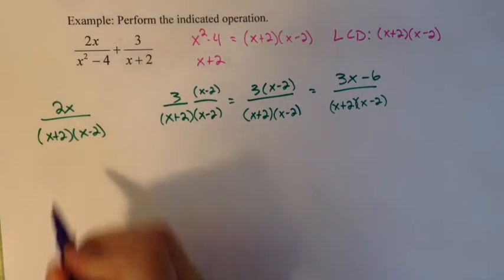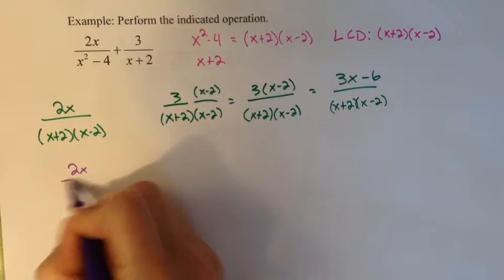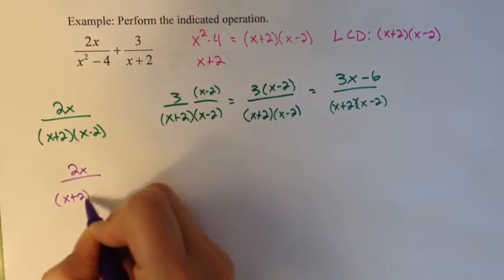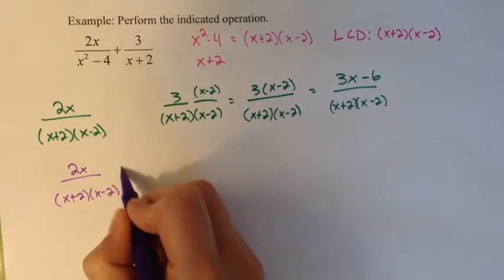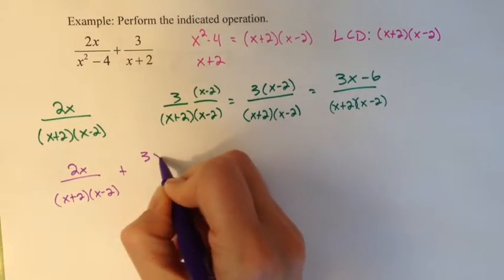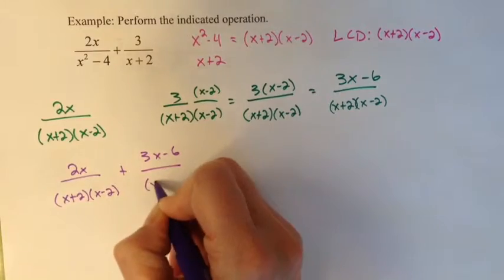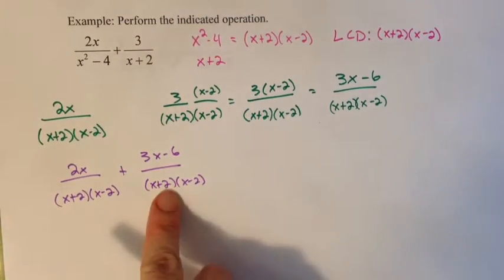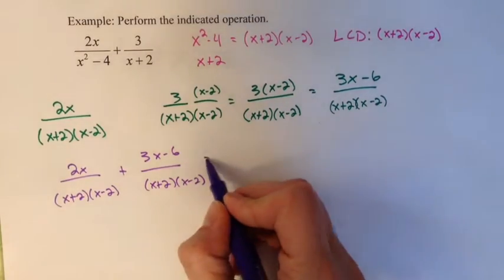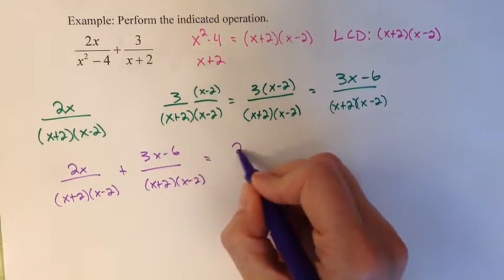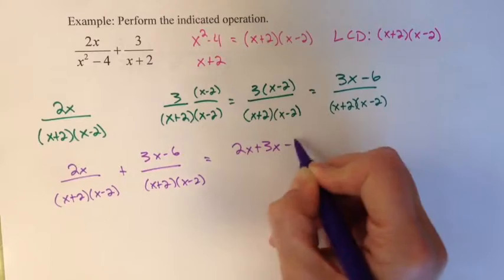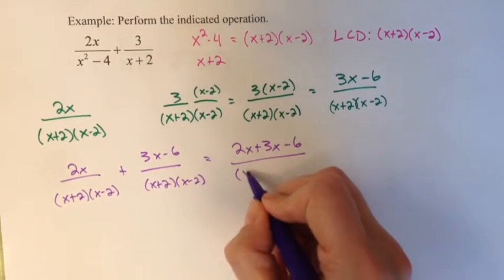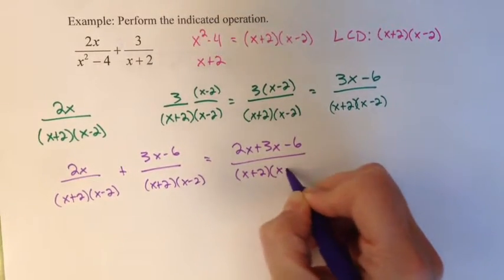My third step is to actually do this addition. I have 2x over x plus 2, x minus 2, plus 3x minus 6 over x plus 2, x minus 2. Notice that they have the same denominators, so all we need to do is add the numerators. 2x plus 3x minus 6 all over x plus 2, x minus 2.